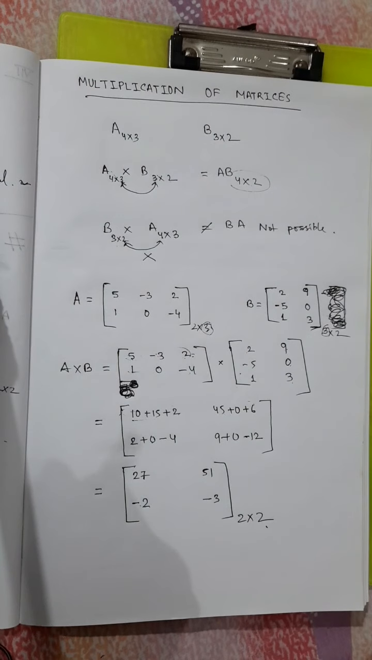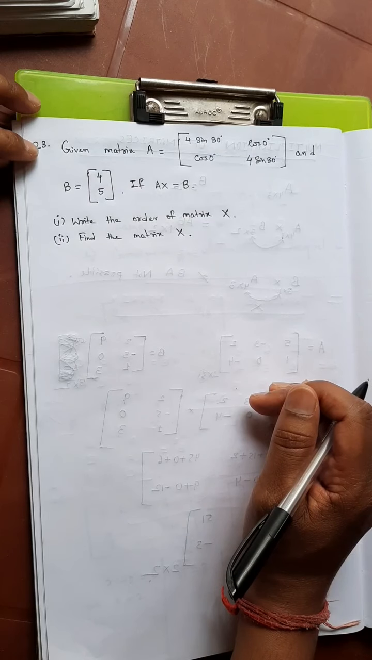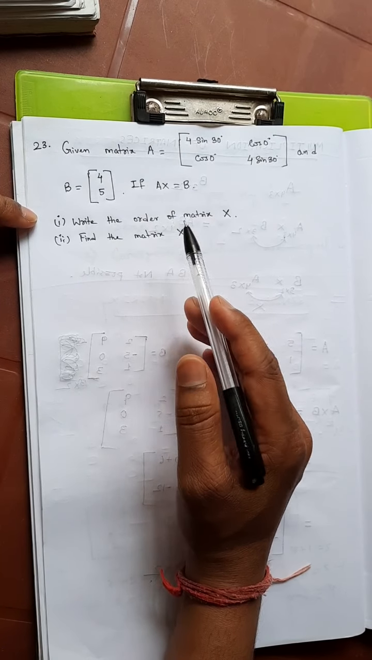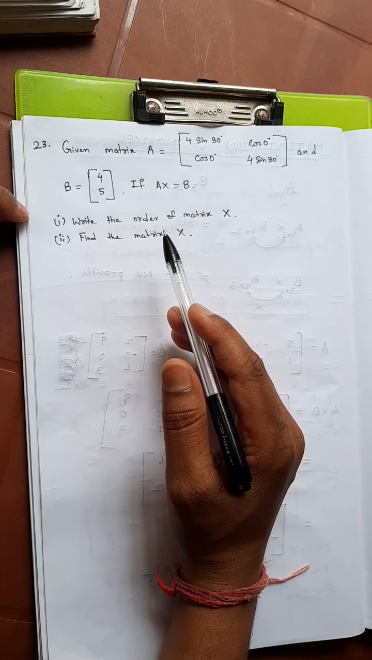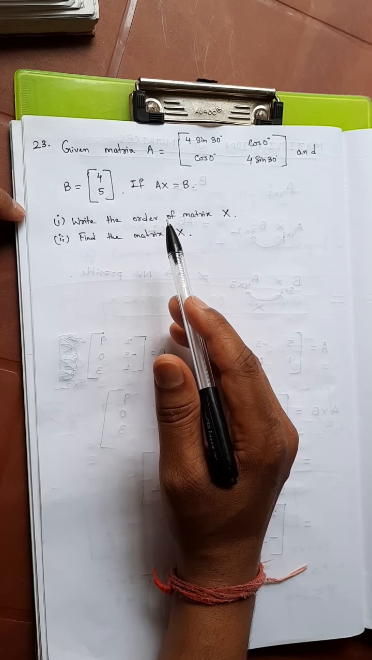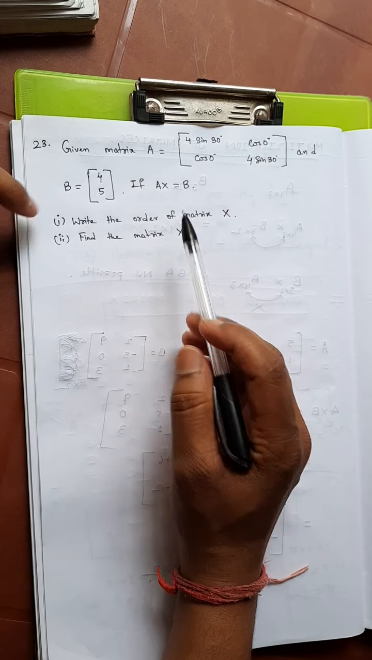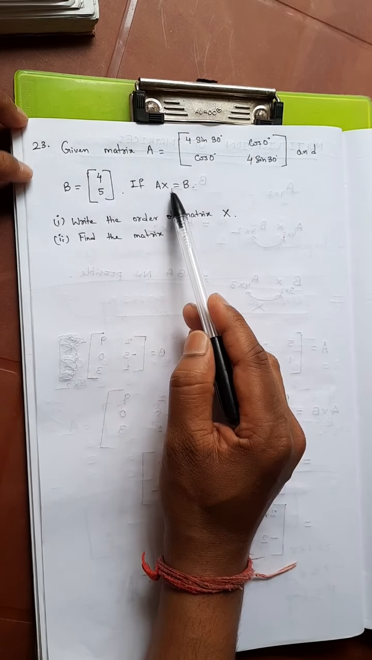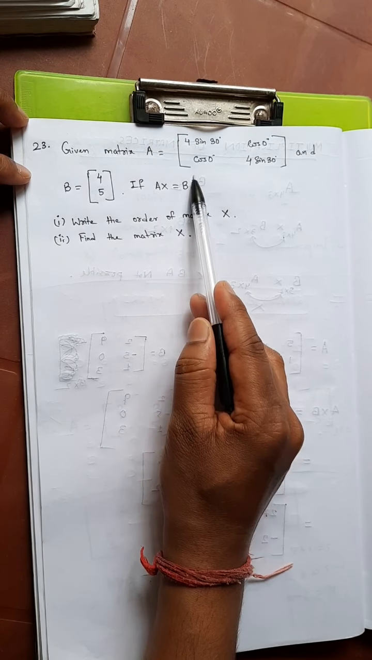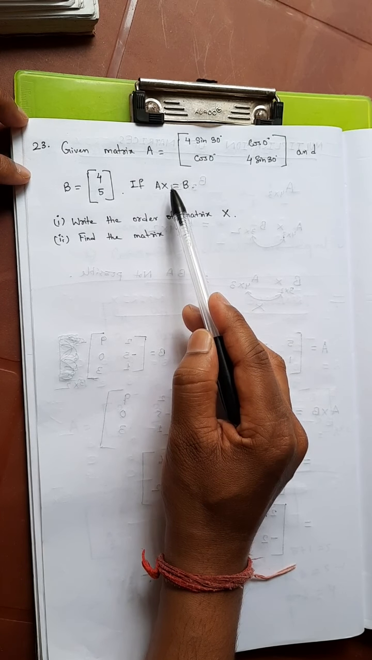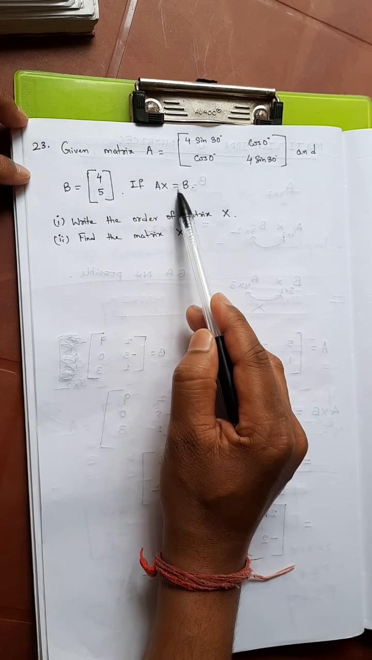Same thing out here. Now I am going to explain this question. This kind of question is very important in this chapter. There is a maximum probability that this kind of question comes in the exam from this chapter. So what is here? Two matrices A and B are given, and they have given an equation. This equation is different from the others. In addition and subtraction, you have seen A plus X is equal to B.